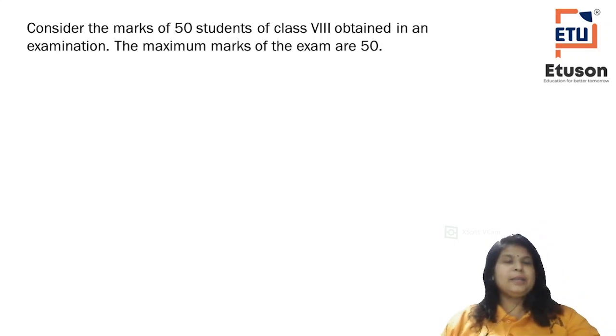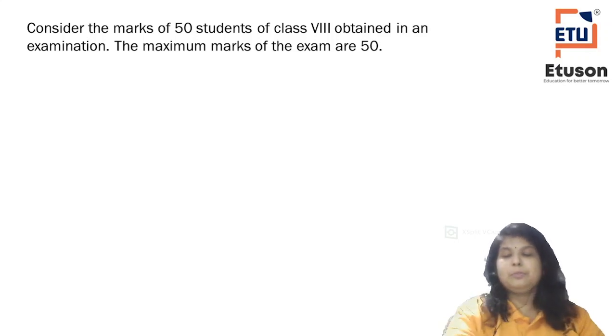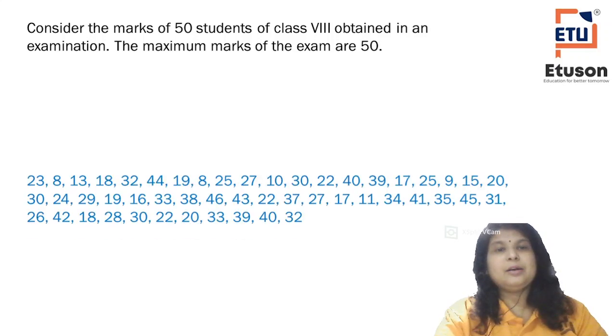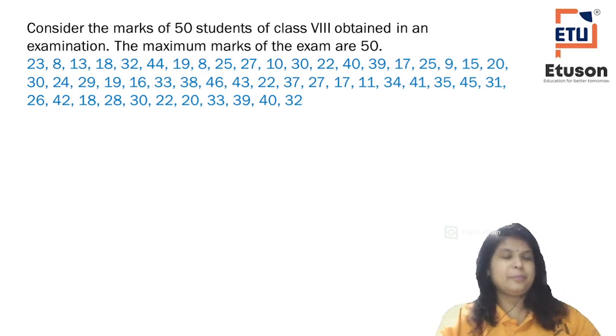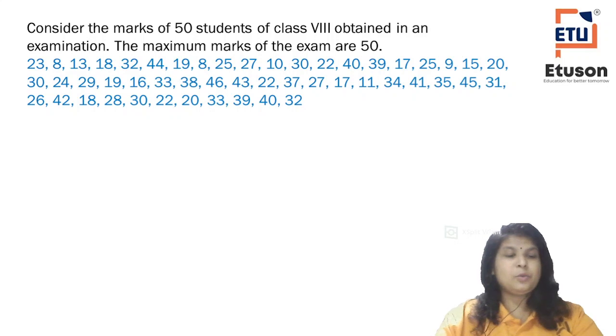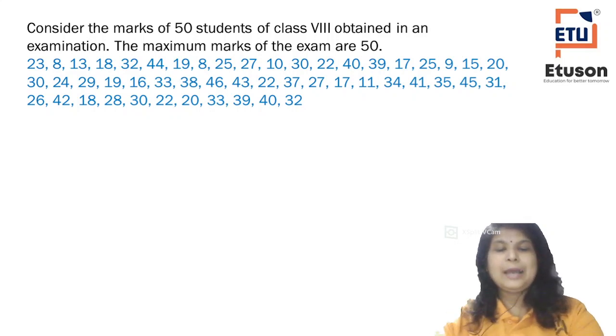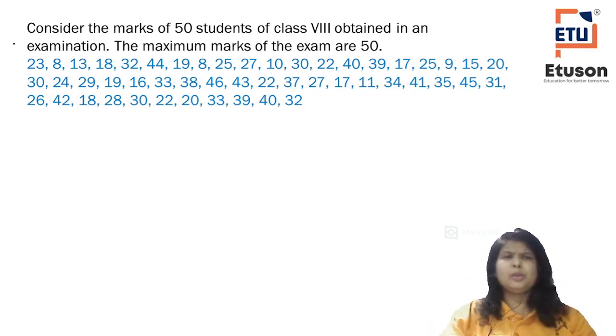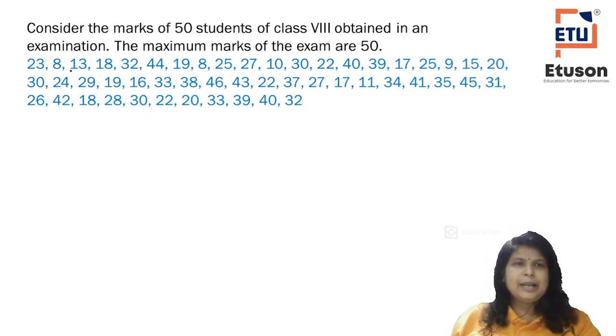So I have taken one example in which we have considered the marks of 50 students of class 8 obtained in an examination. The maximum marks of the exam are 50, and these are the marks obtained by 50 students. Here we have to draw the histogram for this. So first, what is step 1? You have to find out the maximum and minimum value.